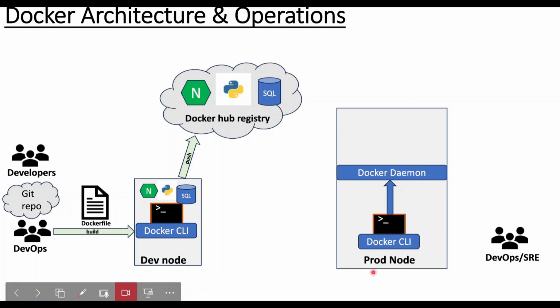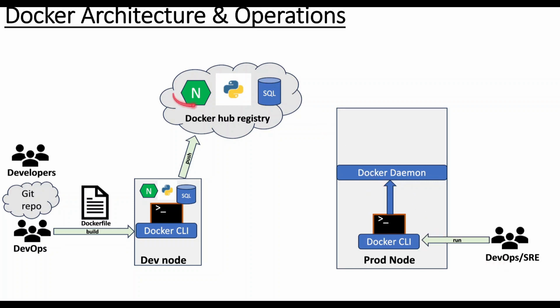Once this is done, these images can be used on the prod side to run as containers. For that purpose, we have another team which is called DevOps or SRE, depending on the name or the organizational structure that is being followed. These are the group of users who manage the Dockerized nodes for the prod environment. Now, the prod team is going to perform the Docker run operations.